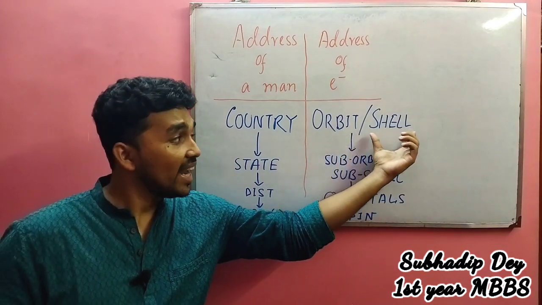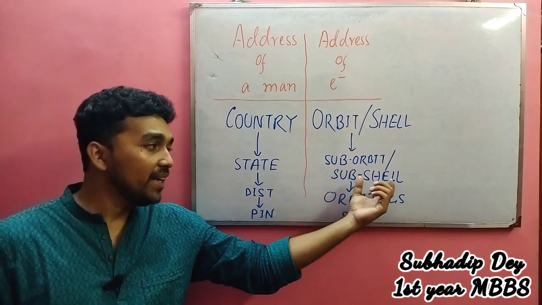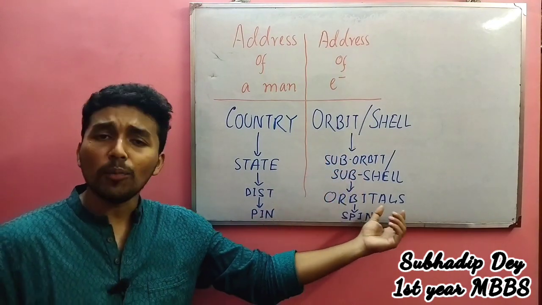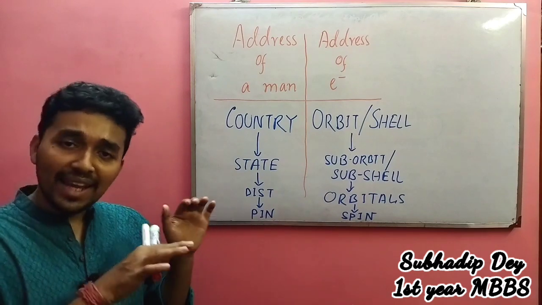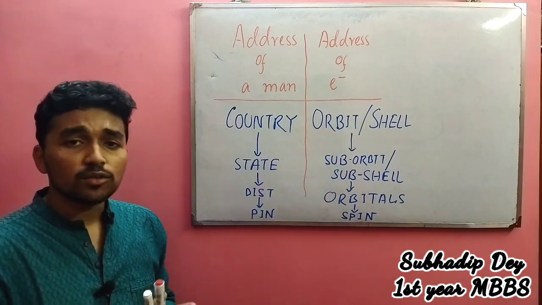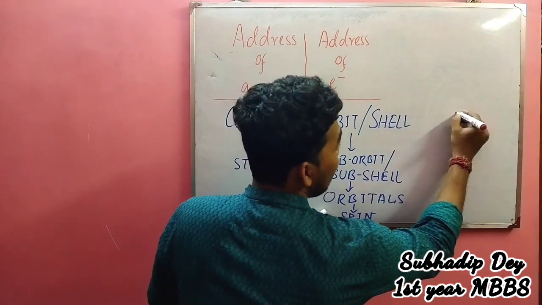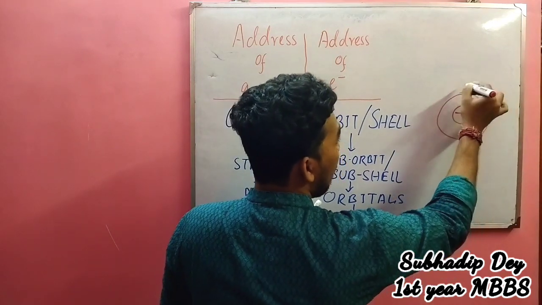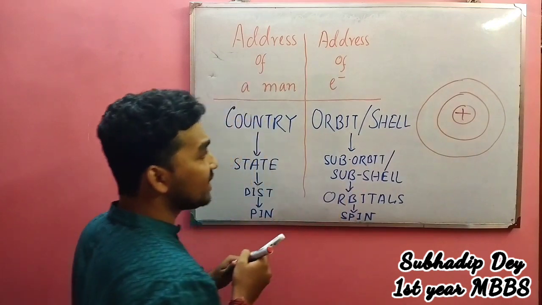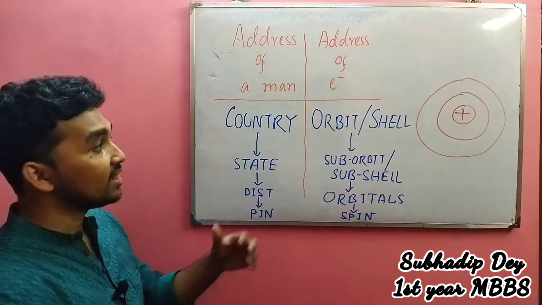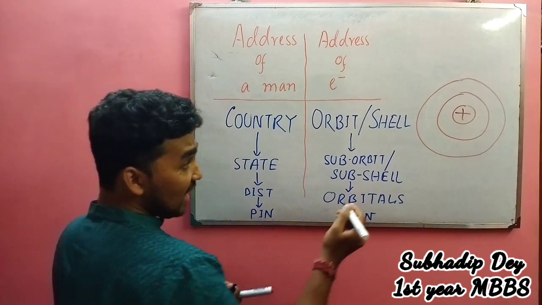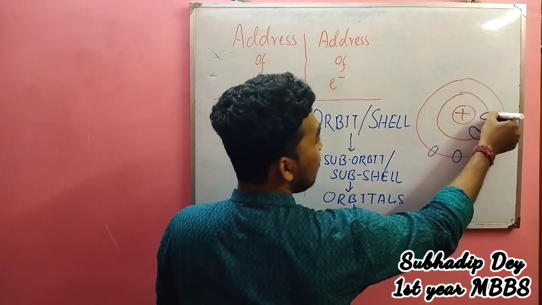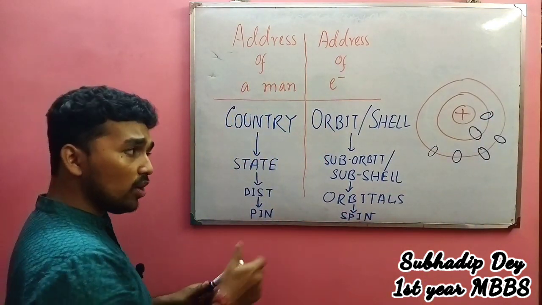Within an orbit or shell we will get many suborbit or subshell, and within a suborbit or subshell we will get many orbitals. We will discuss all this later on in this lecture, but पहले ये चार चीज थोड़ा समझ लेते हैं. So let us assume it is the nucleus of an atom, and surrounding it these are the orbits or shell in which the electron is present. अब inside this orbit there are many suborbits. There are many suborbits or subshells.